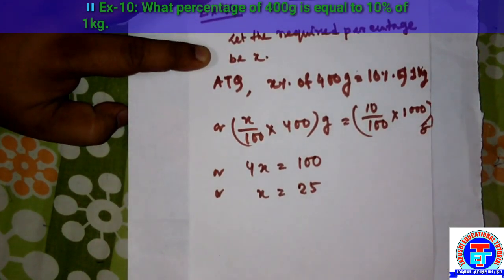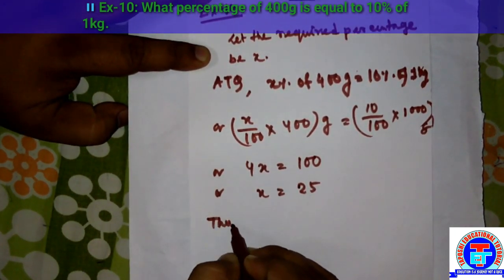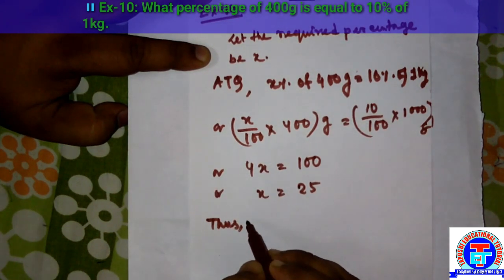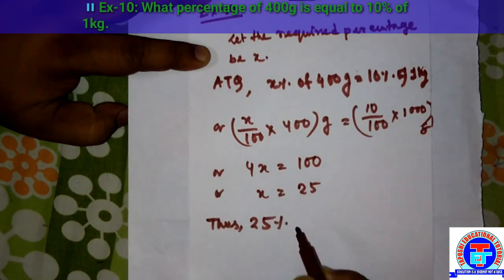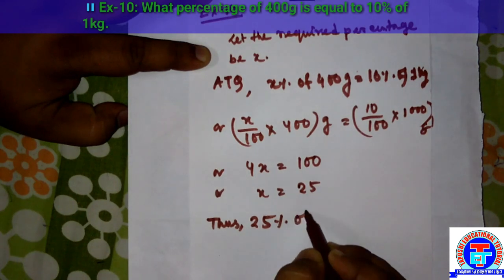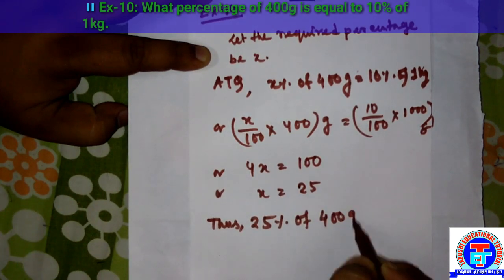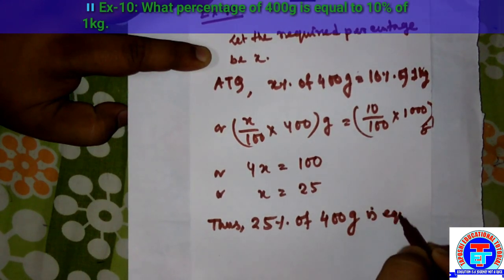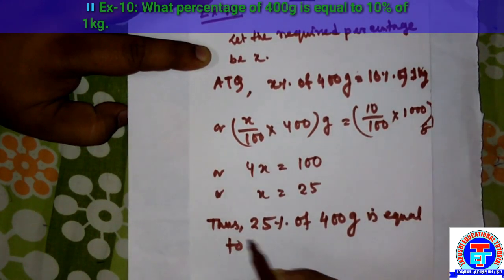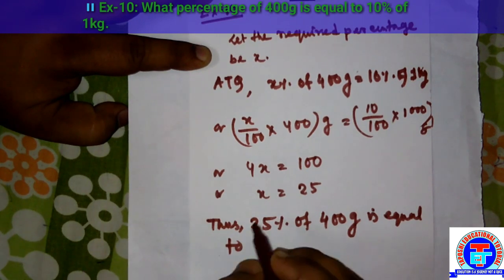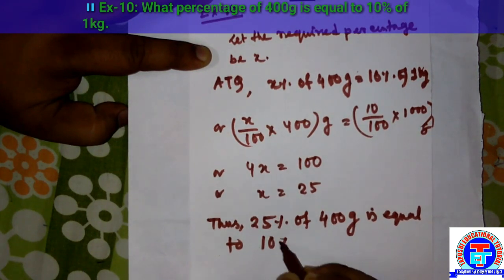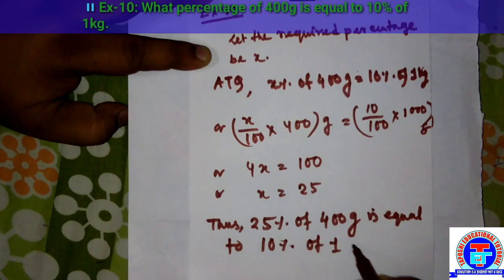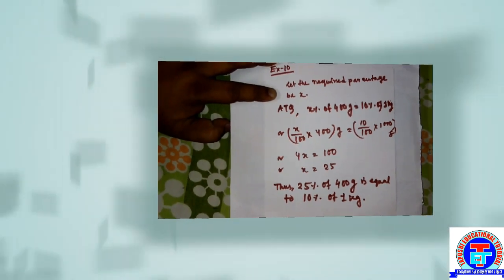Now thus we write 25% of 400 gram is equal to 10% of 1 kg, right? This is the answer. I hope you clearly understand.